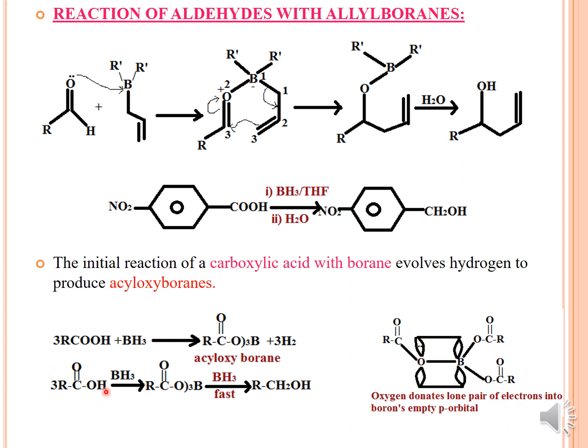And this is your reaction which we are showing you. So 3 molecules of your RCOOH, when they go and attack the borane, you get this step. Okay, then you will have this one, and that is the formation of the acyloxyborane. And then again, if you treat it with the borane in fast condition, the alcohol is formed. Okay, upon hydrolysis the alcohol is formed.